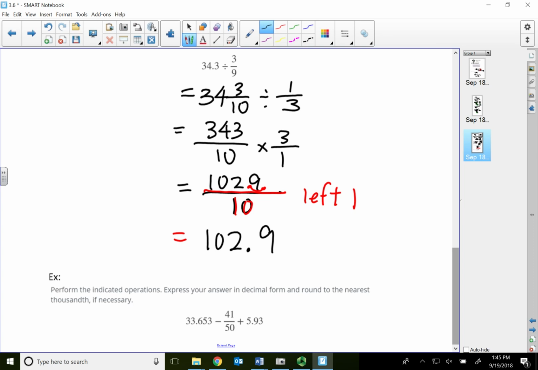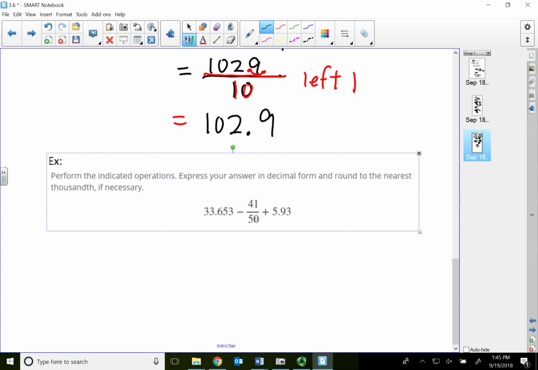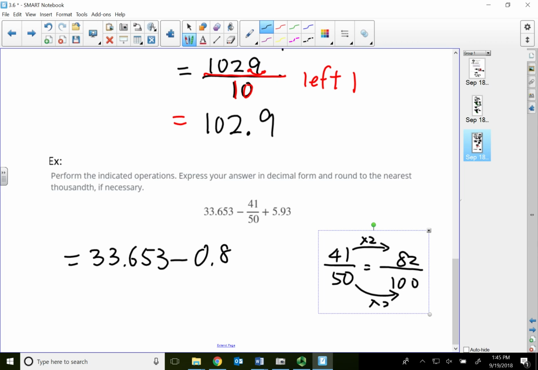All right, so for this problem, again, I'm going to use the same trick I showed y'all earlier. The denominator is 50 right here, so rather than divide, I'm going to multiply by 2. So we have 33.653 minus 41 over 50. I know 50 can turn into 100 quickly, just by multiplying by 2. So 41 times 2 is 82, so this is 82 hundredths. So 41 over 50 is going to be 0.82.